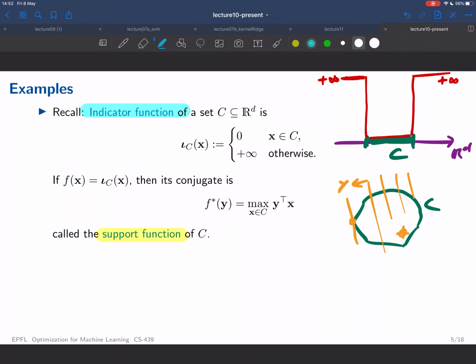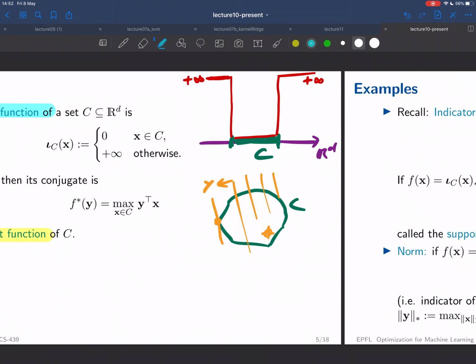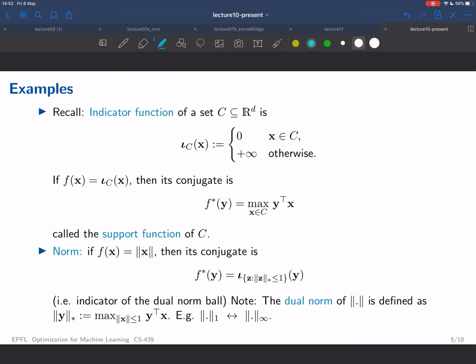Before we get there, I give you one more very nice class of functions for which we understand what the dual is, what the conjugate is, and that's norms. So if you have a norm, what's its dual? What's its conjugate? That's here. The conjugate of a norm is something super simple. It looks a bit strange here. It's just an indicator function of the dual norm.